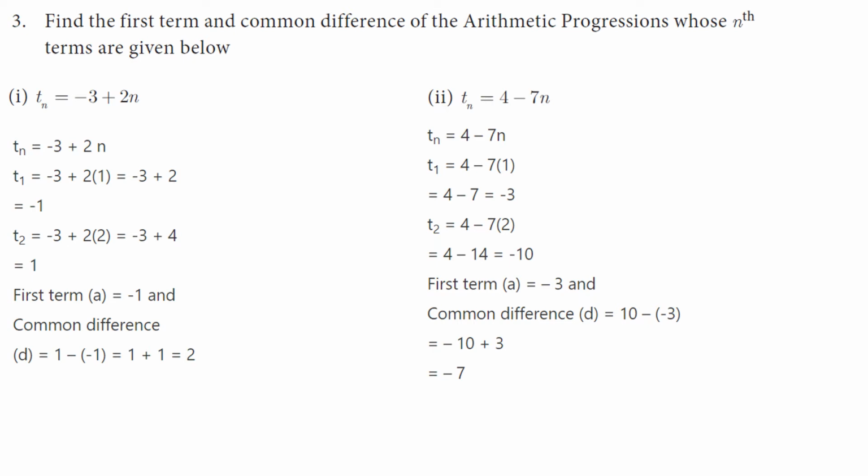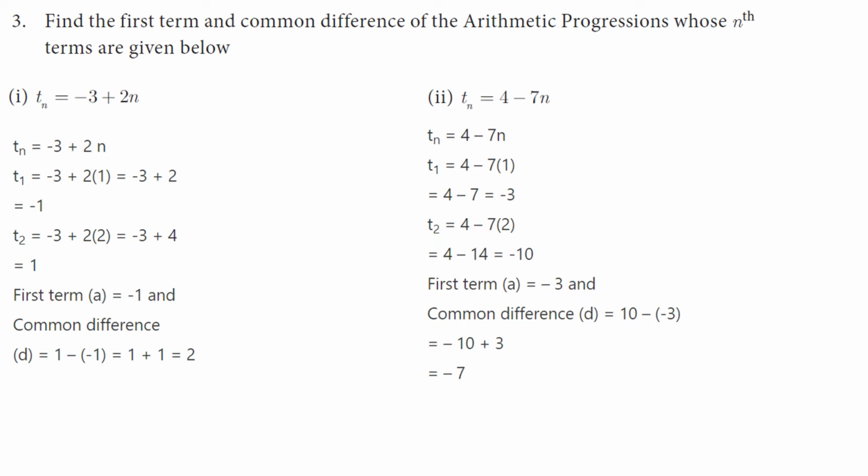T2 equals minus 3 plus 2 into 2, that is minus 3 plus 4, which is 1. Therefore the first term A is minus 1. Next, the common difference D equals T2 minus T1, that is 1 minus of minus 1. So 1 plus the additive inverse, plus 1, equals 2. Therefore A equals minus 1 and D equals 2.